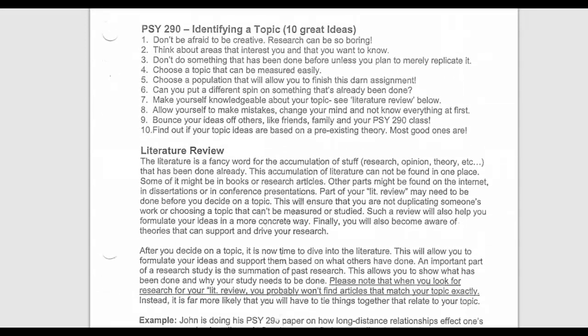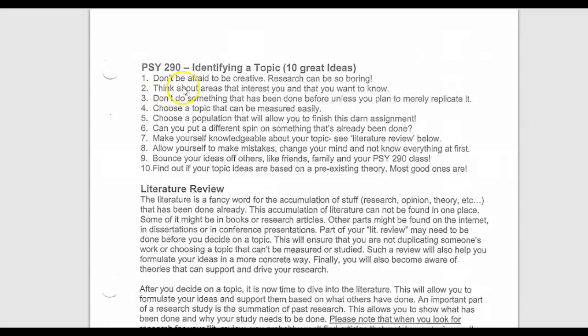Identifying a topic, 10 great ideas. So we're going to start with one and go through 10, but we will not have nearly the discussion we would if we were in person together. So first of all, what do you want to do your paper on? You have no idea? Well, here's some ideas to help you think about it.